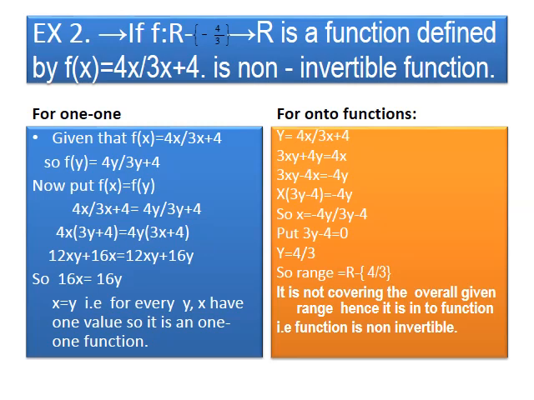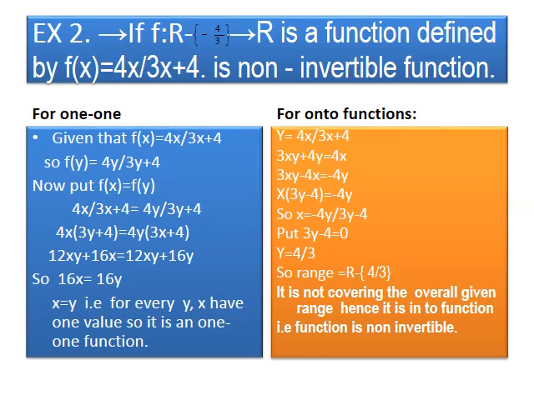Here f(x) is given as 4x/(3x + 4), so we get f(y) = 4y/(3y + 4). Now for checking we have to put f(x) = f(y). After putting f(x) = f(y), we get 4x/(3x + 4) = 4y/(3y + 4). Now after cross multiplication we get 4x(3y + 4) = 4y(3x + 4). After opening the brackets we get 12xy + 16x on the left side equal to 12xy + 16y on the right side.